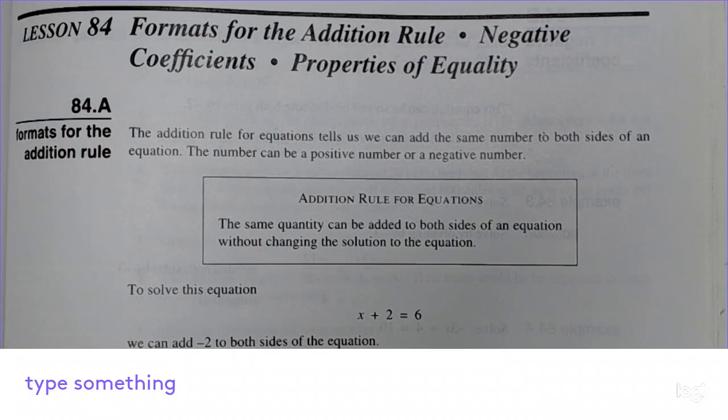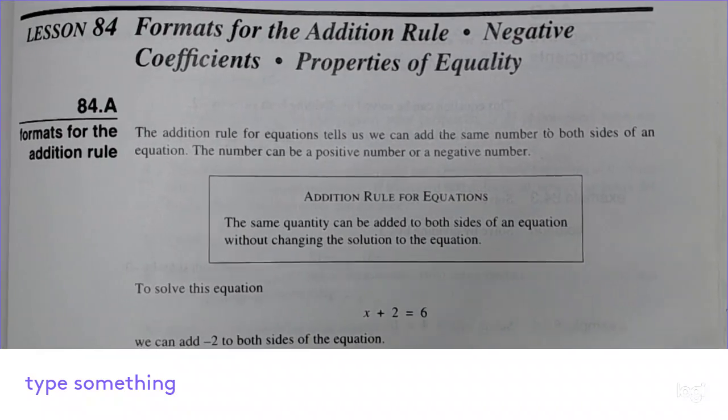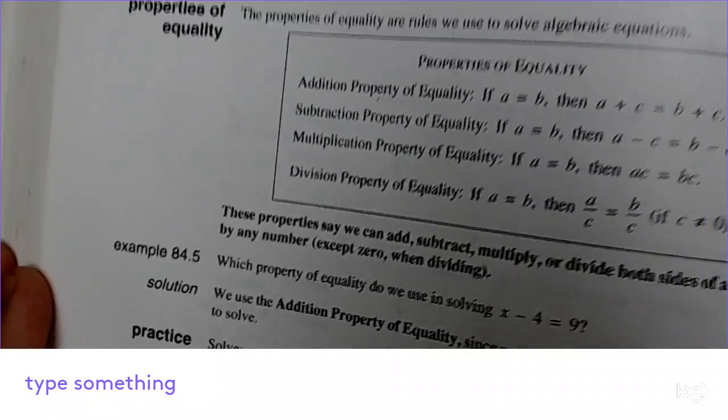Pre-algebra lesson 84, formats for the addition rule, negative coefficients, and properties of equality. So let's start with properties of equality, because that's going to be the main focus of this lesson, and it's pretty much different rules of math that we use to solve equations. I've got my own versions of the rules, but we'll go over that in a moment. Okay, so let's start with the properties of equality.